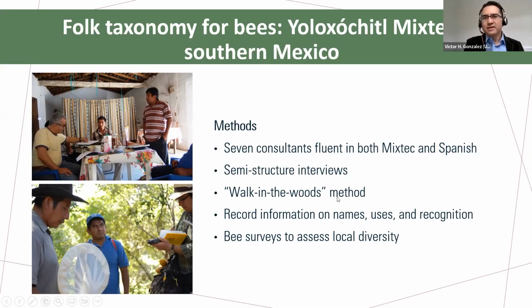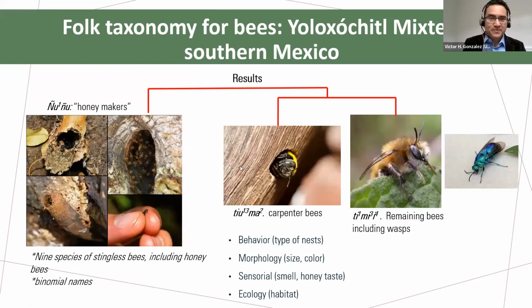That basically they lead expeditions into the wild, and any bee or nests that we encounter, we started to ask them questions about the names, the uses that they have for these bees, and how they recognize them. And simultaneously, I was doing some surveys there of the local fauna to understand how they're classifying all this group of bees. So this is what we found, which is very interesting: out of the 200 bees that are locally occurring in the area, they recognized one group of bees that make honey.